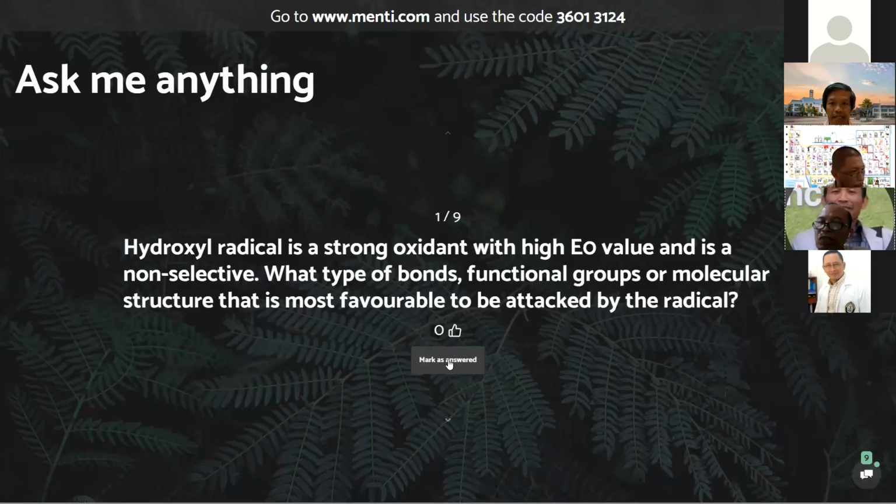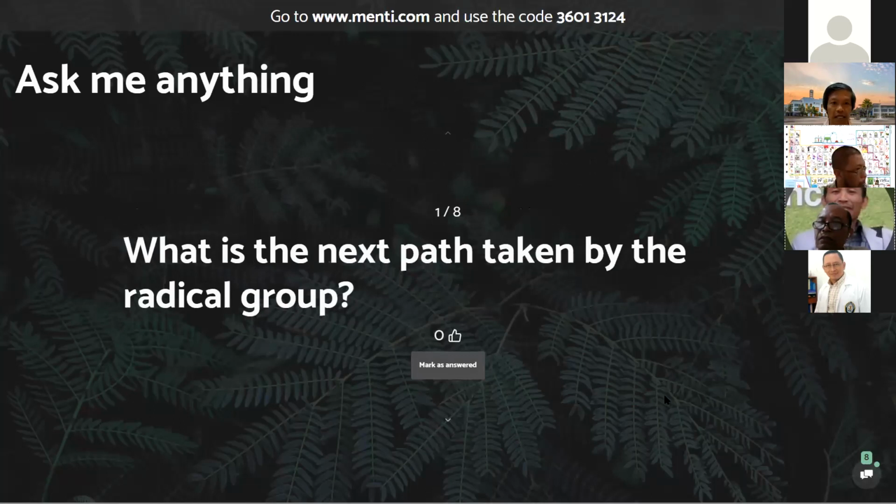For the next question: what is the next path taken by the radical group? I think this is correlated to the previous question, so let me answer. Of course, this radical group will go back to normal. Just like the hydroxyl radical goes back to hydroxide ions, and the superoxide oxygen will go back to oxygen after they degrade.